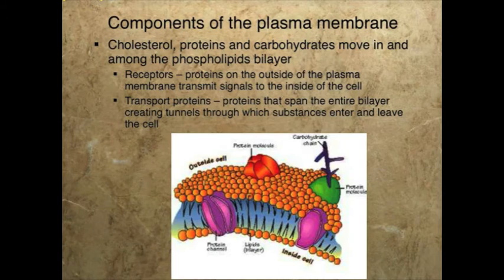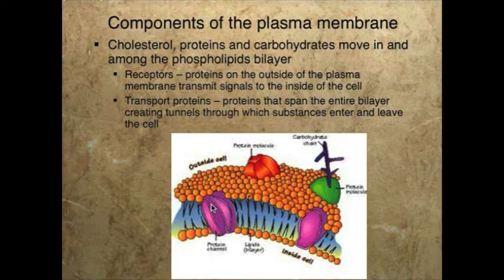All right, in this plasma membrane, there are a lot of different components. It's not just these fatty acids. There are other things in this membrane that allow the cell to carry out a lot of its jobs. There are proteins, there are cholesterol molecules. You can see that right here. There's a cholesterol chain that's attached to this protein molecule. There are carbohydrates that move in and among this phospholipid bilayer.